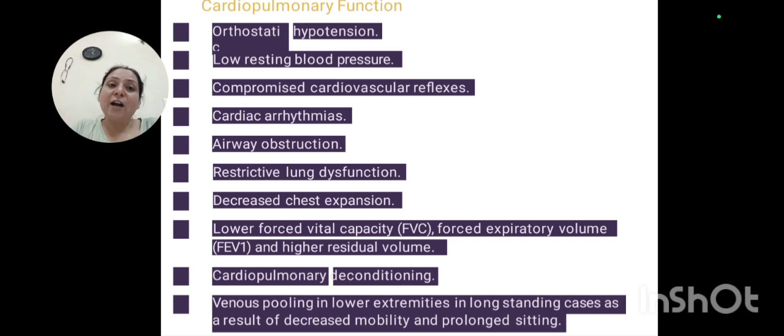So when there is lack of chest expansion, on spirometry, which is a test for assessing chest function, we see that there is lower forced vital capacity, the capacity of the lung. We check these values, and it decreases in Parkinson's disease. Forced expiratory volume also is decreased, and the residual volume, that is the amount of air which is left in the lungs after inspiration and expiration, is also reduced.